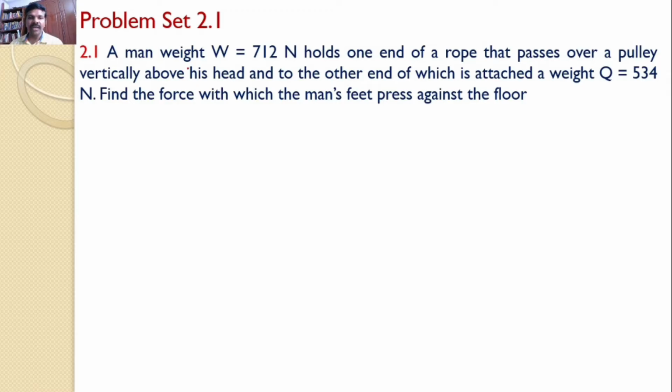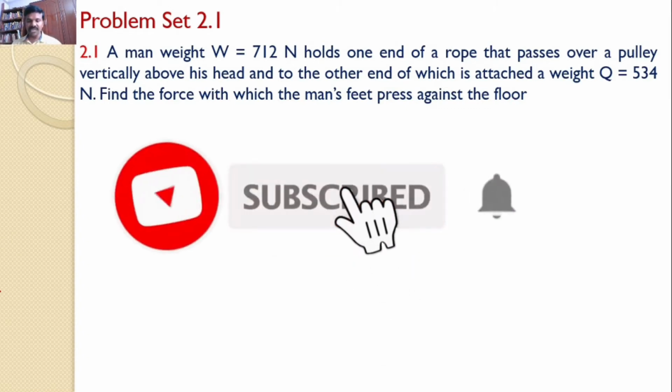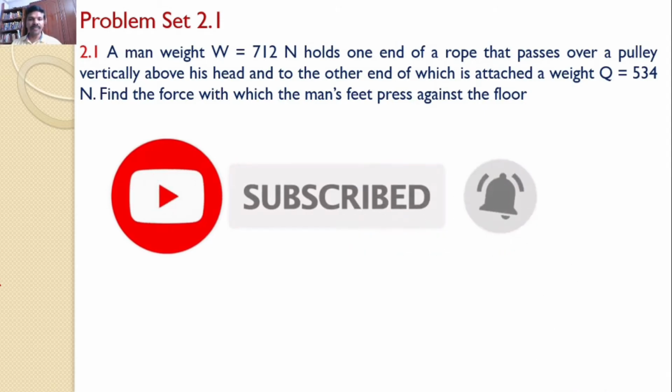A man of weight W equal to 712 newtons holds one end of a rope that passes over a pulley vertically above his head, and to the other end of which is attached a weight Q equal to 534 newtons. Find the force with which the man's feet press against the floor. This is the given problem.